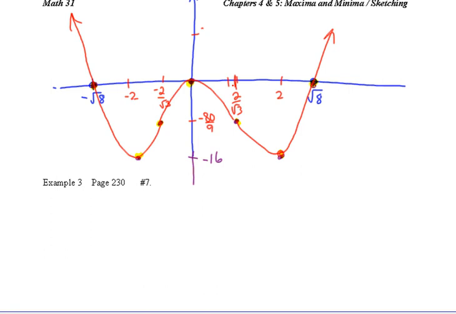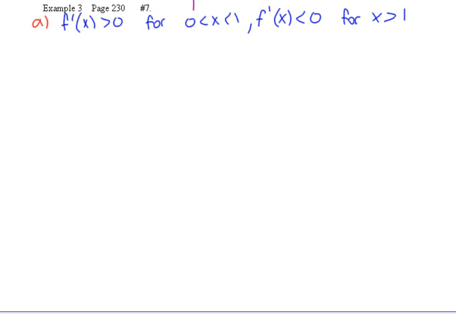Okay, page 230, number 7. I'm going to write out the question. Okay, 7a. It says f prime of x is greater than 0 for x between 0 and 1, and f prime of x is less than 0 for x greater than 1. So what we're going to do is sketch the graph that satisfies all the following conditions. First off, let's talk about what they are telling us here.